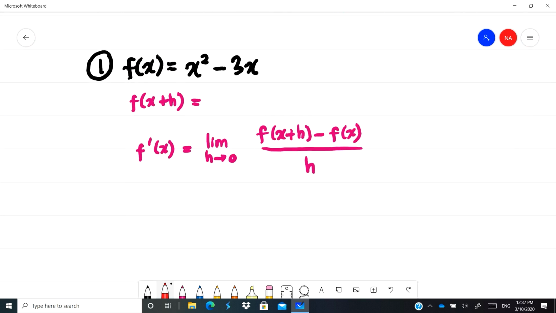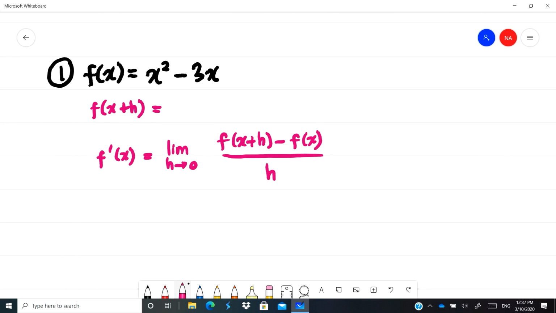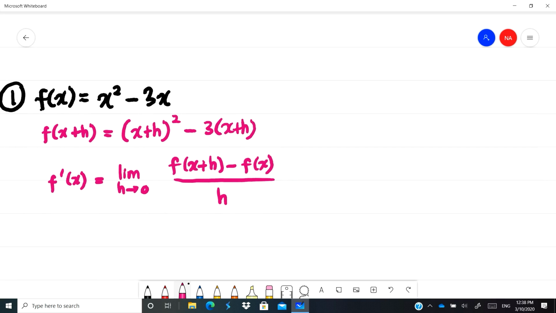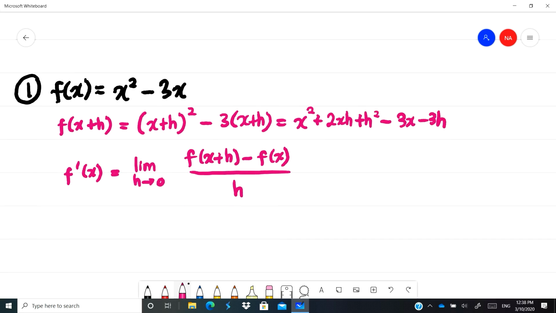So let's look at question number 1. We have x squared minus 3x. Firstly, we have to find f(x plus h). You substitute the value of x with x plus h, so (x plus h) squared minus 3(x plus h). You better expand this first. So (x plus h) squared will be x squared plus 2xh plus h squared, minus 3x minus 3h. That is your f(x plus h).